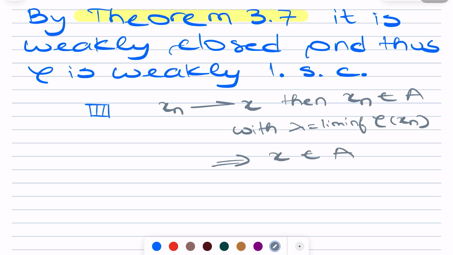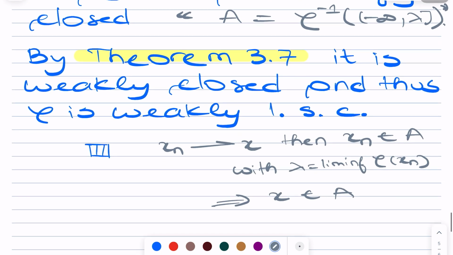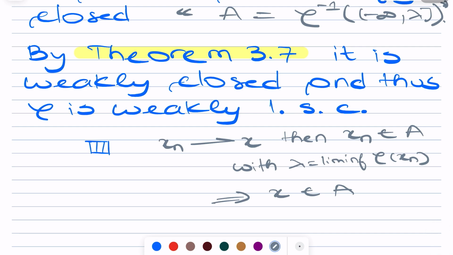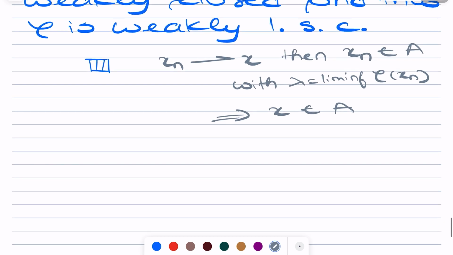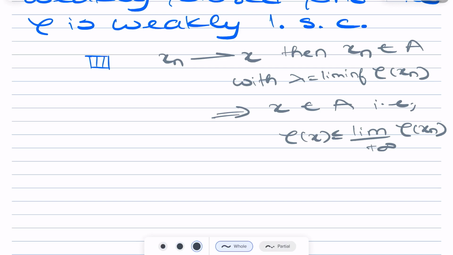Because we saw that A is strongly closed, and strongly closed for a convex set means weakly closed. So x is in A. So that means phi of x is less or equal than the lim inf of phi of xn. So this is just another notation of lim inf, some of you are familiar with that. Anyway, okay, so now let's have a remark.